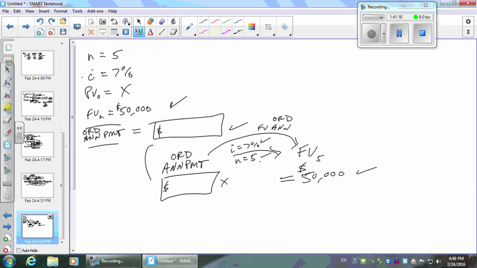Now, if you have a really nice calculator, you can input that the future value is 50,000. The number of periods is 5. The interest rate is 7. And ask it to tell you what the payment is. Oh, and you have to tell it that the payment is at the end of the year. If you do that in your calculator, it'll give you the answer.